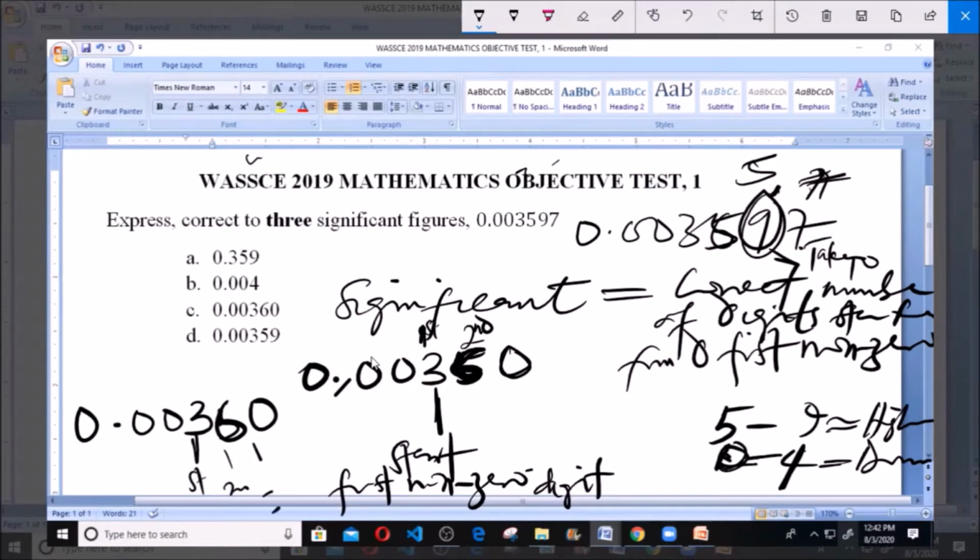I say significant figure refers to all the numbers starting from the first non-zero digit. Now in this particular question, the first non-zero digit is 3. So our answer is 0.00360, which is option C. Option C is the correct answer to this particular question.